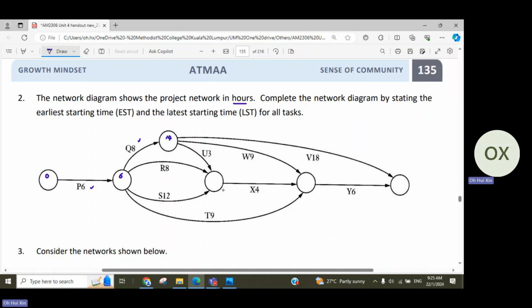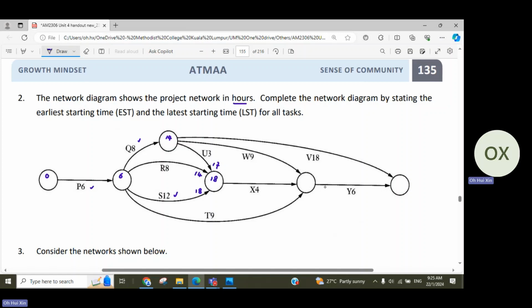Okay, so now let's look at this node. So we need to complete U, R, and S before we can start X. So by the time that we finish U, it will be 70. By the time that we finish R, it will be 14. By the time that we finish S, it will be 18. So which means that the earliest time that we are able to start X would be based on S, right, which is 18 hours. Okay, so now continue.